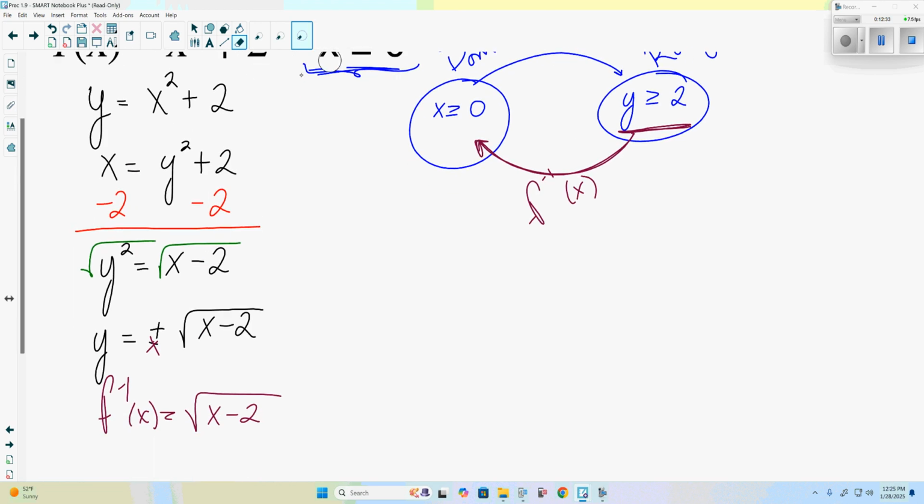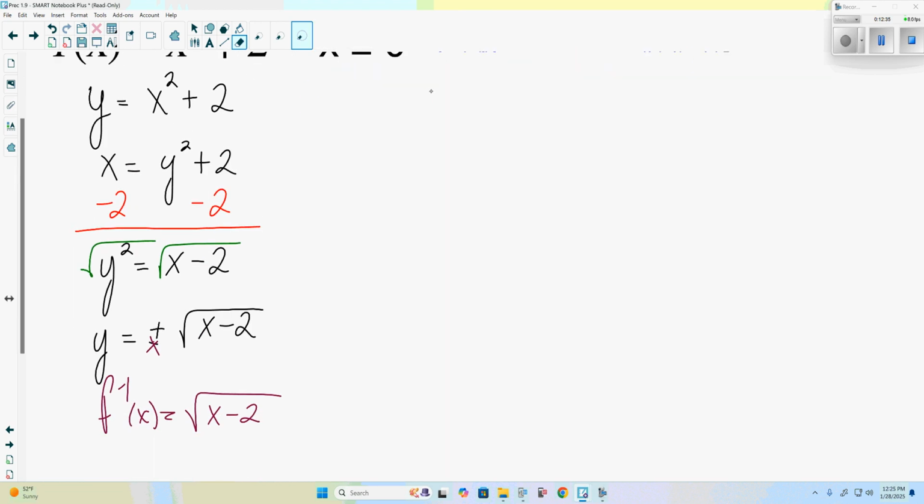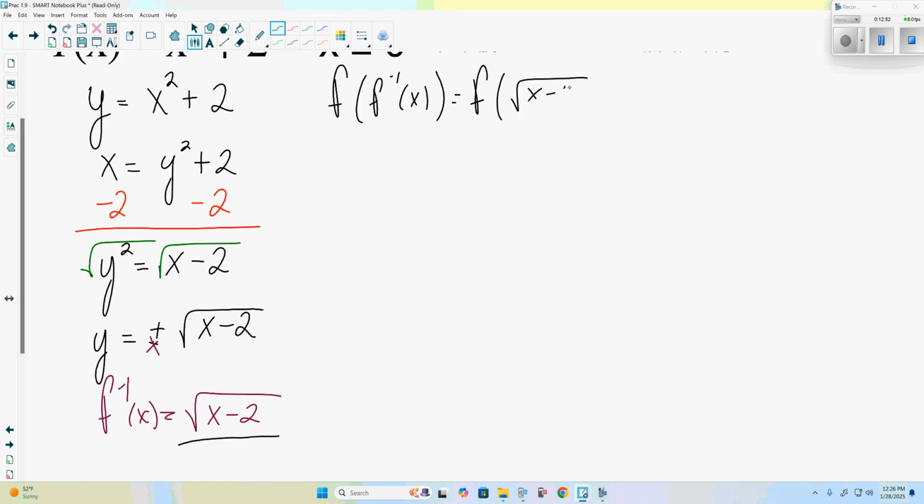Now, the other part it asks for us to do here is to verify. To verify, we're going to take f of f inverse of x. Our f inverse of x we found as the square root of x minus 2. So we're going to find f of f inverse of x, our composite function.